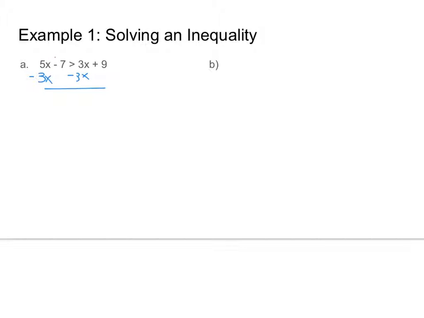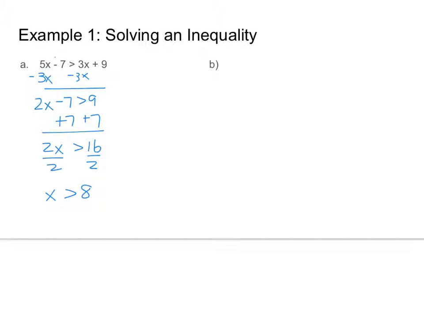I'm trying to keep the coefficient on my x positive, so that I don't have too much work to do at the end by dividing by a negative and flipping the sign and all that. So I'll add 7 to both sides, and I've got 2x is greater than 16. And when I divide by 2, I end up with x is greater than 8.